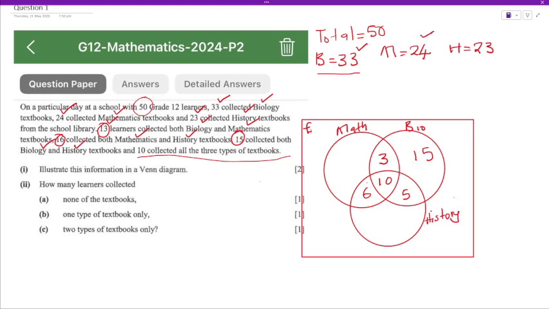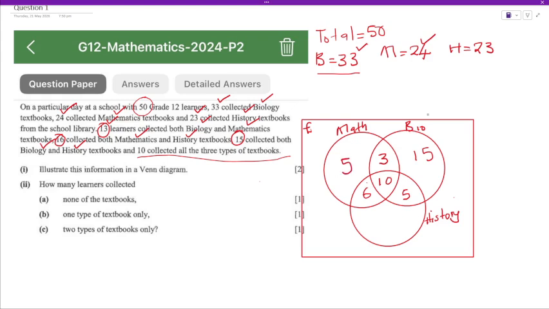We come to math. Math, we are told the total should be 24. But already we have the 3, we have the 10, and we have the 6. So we add everything that we currently have and then subtract from the total, which should be 24. That will give us the value to put right there. So 10 plus 6 plus 3 gives me 19, and then 24 minus 19, because we've been told that the math set should have 24 learners. So that will give me a 5. So that 5 I have gotten is what I'm going to place right here.